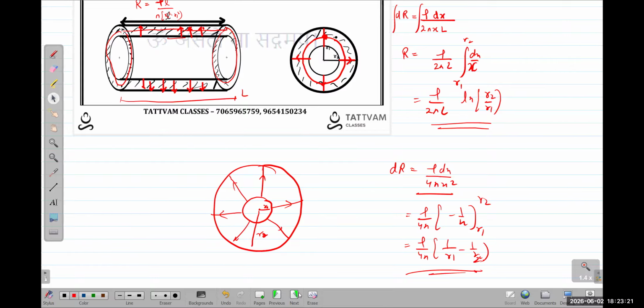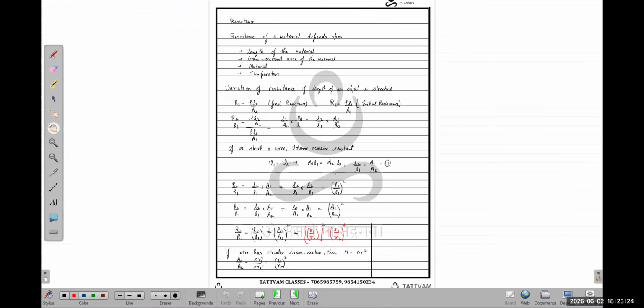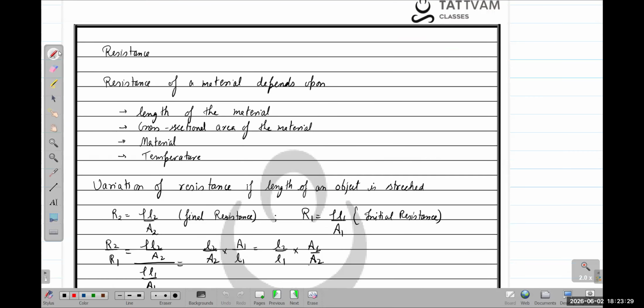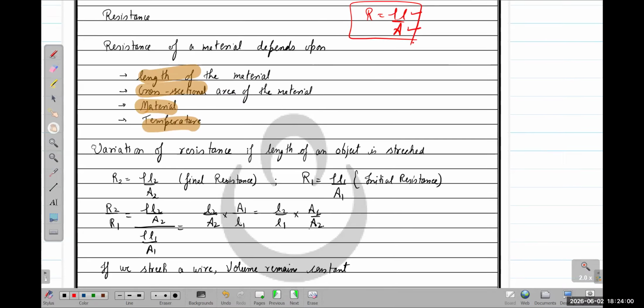Okay. Yes, sir. Next. Now what we are saying, the resistance basically is equal to rho L by A. If I change the length, resistance changes. If I change the area, resistance changes. But resistivity does not change by length or area changing. So when I talk about only resistance, it changes. Resistance depends on length, cross-sectional area, material, and temperature. Length, area, material, and temperature. Is it clear? 4 parts.